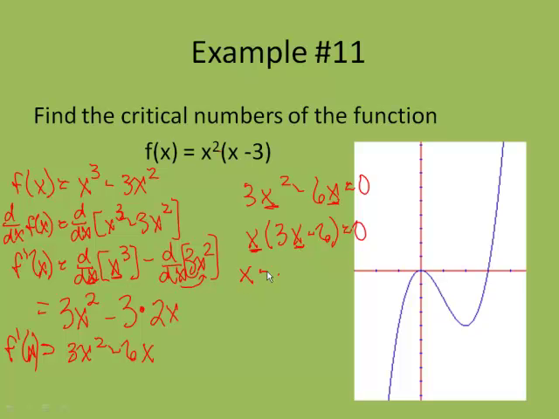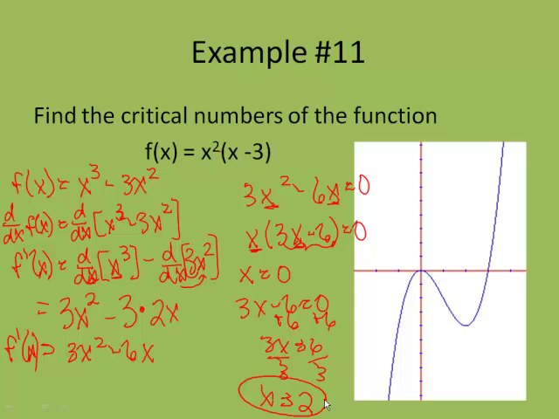Well, if x equals 0, then it's going to be 0 times negative 6, which is going to make this statement true. And then also, if 3x minus 6 is equal to 0, so this factor right here, I'm going to solve for that. What we get is x is equal to 2.